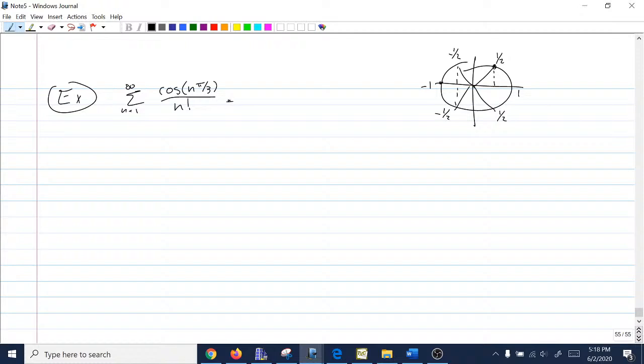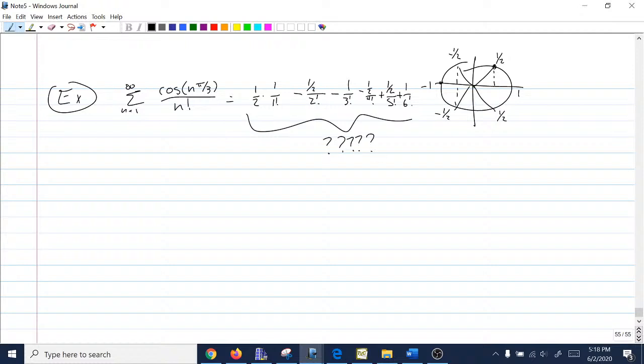What is going on here? I get 1 half over 1 factorial minus a half over 2 factorial minus 1 over 3 factorial minus a half over 4 factorial plus a half over 5 factorial plus 1 over 6 factorial. So my numerators are going to be a half, negative a half, negative 1, negative a half, positive a half, 1, positive a half. Ugh. This is so gross to try and understand.